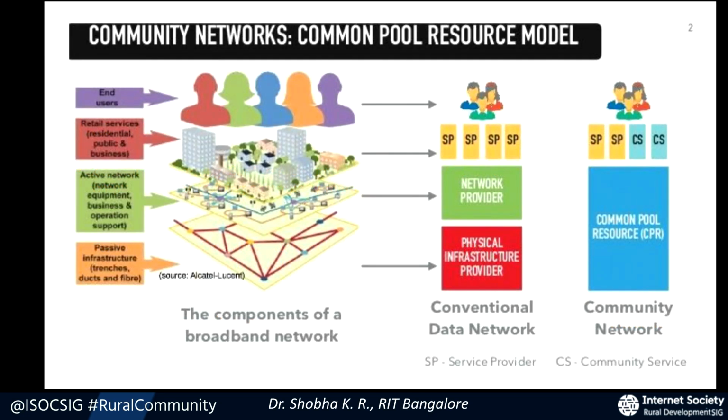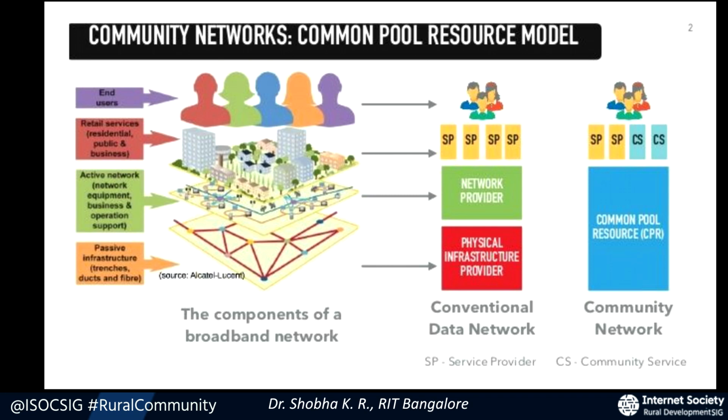Now, the community networks could be visualized in the way shown in the slide here. The conventional networks which exist have different levels of providers: a physical infrastructure provider, a network provider, a service provider, and finally the end users. Whereas in community networks, the network is built by the community, so this part could be eliminated, and there could be just the service providers.